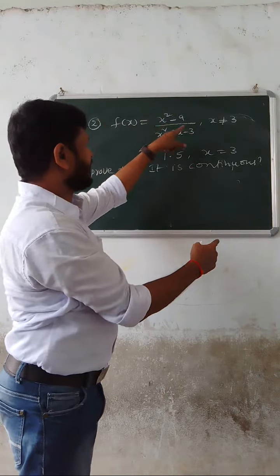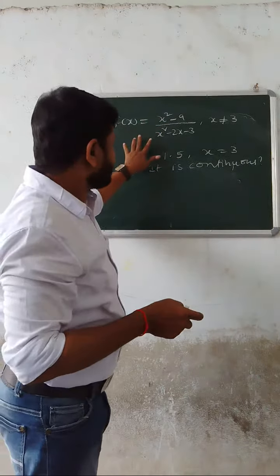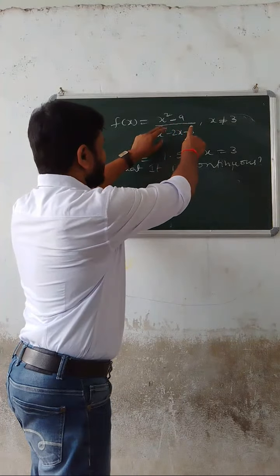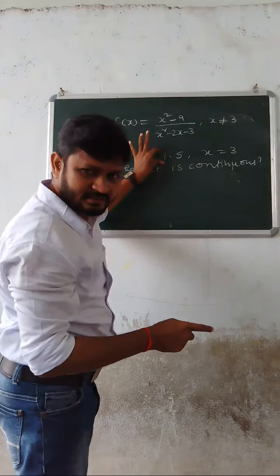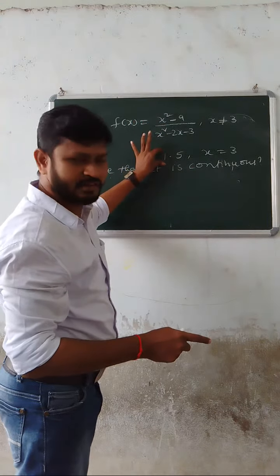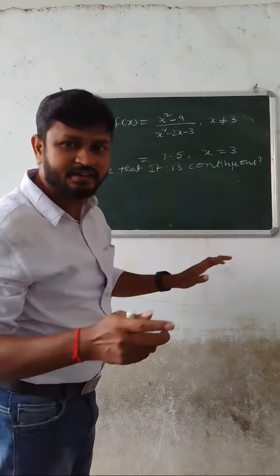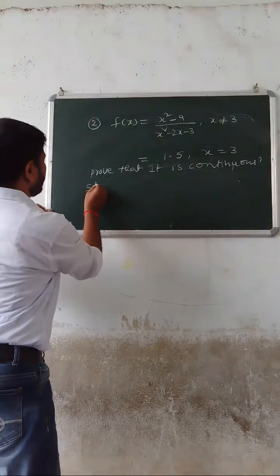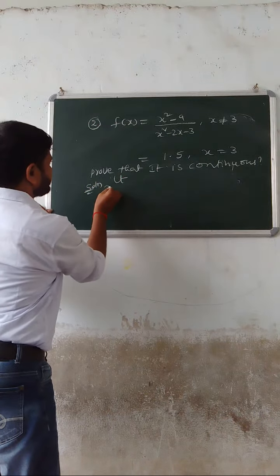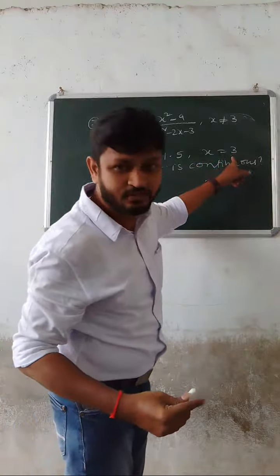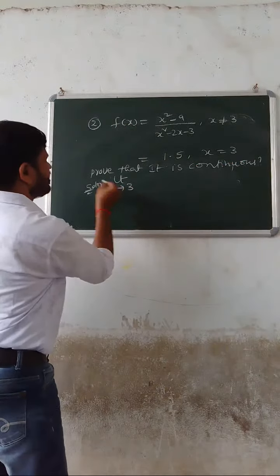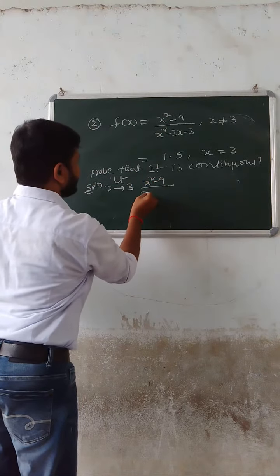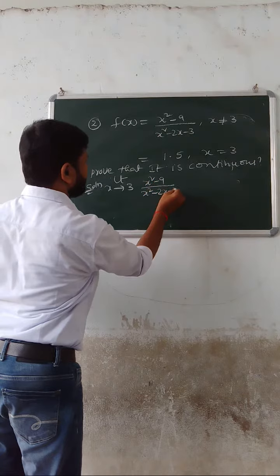That is what? Limit (x square minus 9) by (x square minus 2x minus 3). We have to find this limit, and this is the limit given in the question. If both are equal, it is continuous, otherwise it is discontinuous, not a problem. Now we will go for the limit. Limit x tends to 3, (x square minus 9) by (x square minus 2x minus 3).